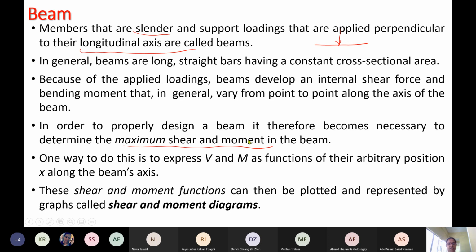But for now, any member subjected to load will be subject to a shear force or a moment. One way to do this is to express V and M. For now, the notations are: shear force is denoted by V, moment is denoted by M, bending moment, as functions of their arbitrary position x along the beam axis.